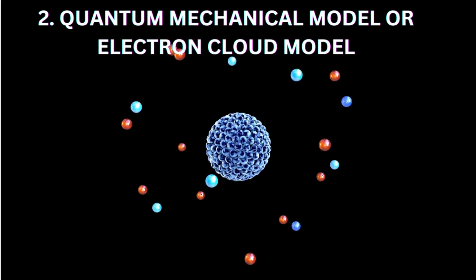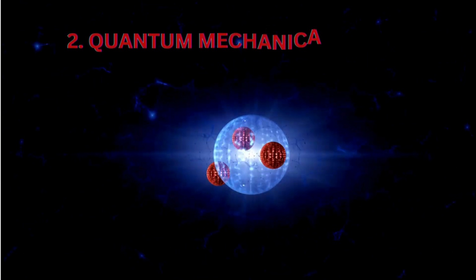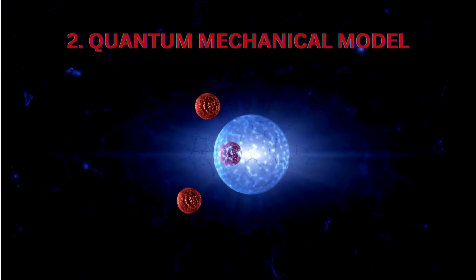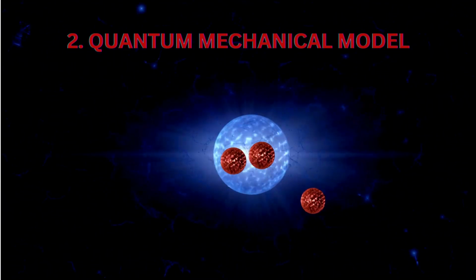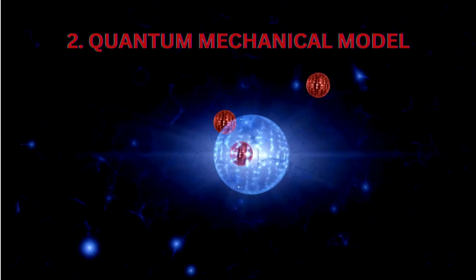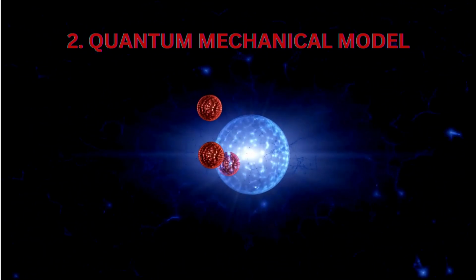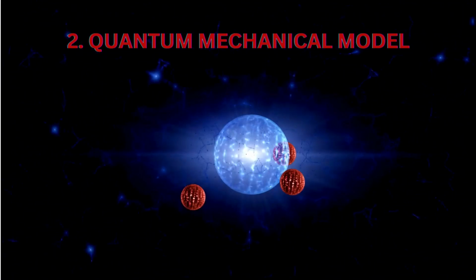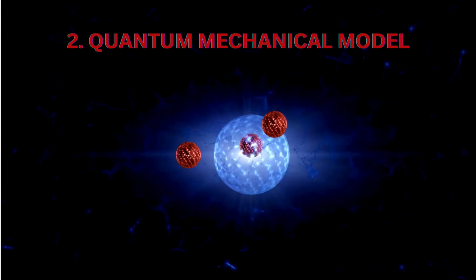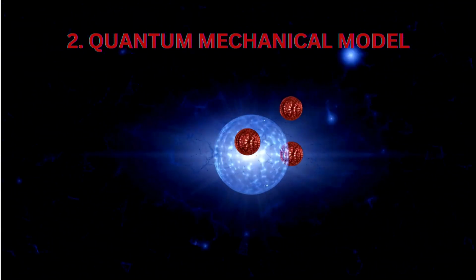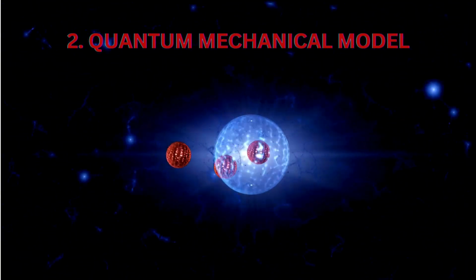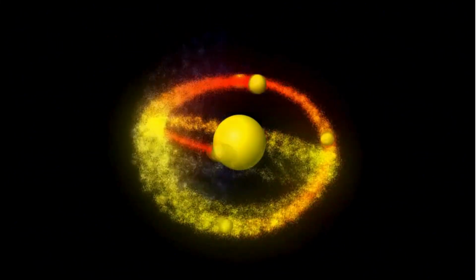Advantages. It successfully explains the fine details of atomic structure and behavior, and aligns with experimental observations and quantum theory. The quantum mechanical model, or cloud model, is the more accurate and widely accepted model of electron structure. It provides a more sophisticated and comprehensive understanding of the behavior of electrons in atoms.